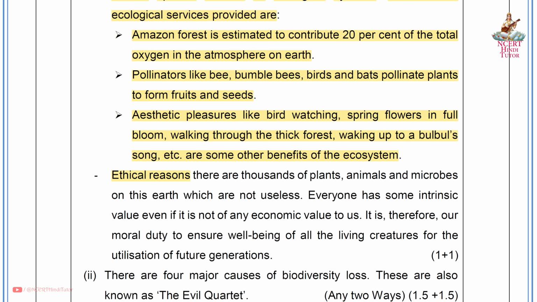Ethical reasons. There are thousands of plants, animals, and microbes on this earth which are not useless. Everyone has some intrinsic value, even if it is not of any economic value to us. It is, therefore, our moral duty to ensure well-being of all the living creatures for the utilization of future generations.